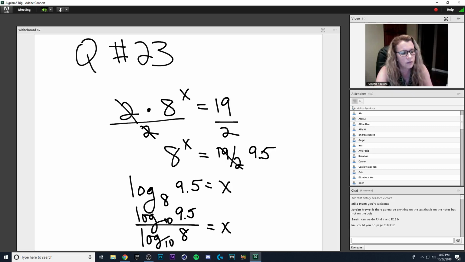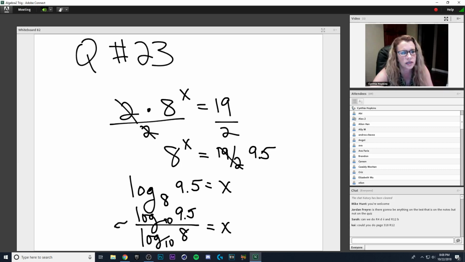So I hit log, my calculator automatically puts the left parenthesis. I'm going to enter 9.5. And then if you don't close the parentheses or hit equals, you're going to get this wrong. So I close the parentheses and then I hit divided by log of 8. Now I can just hit enter. You don't have to close your parentheses on the last one because you're hitting enter.